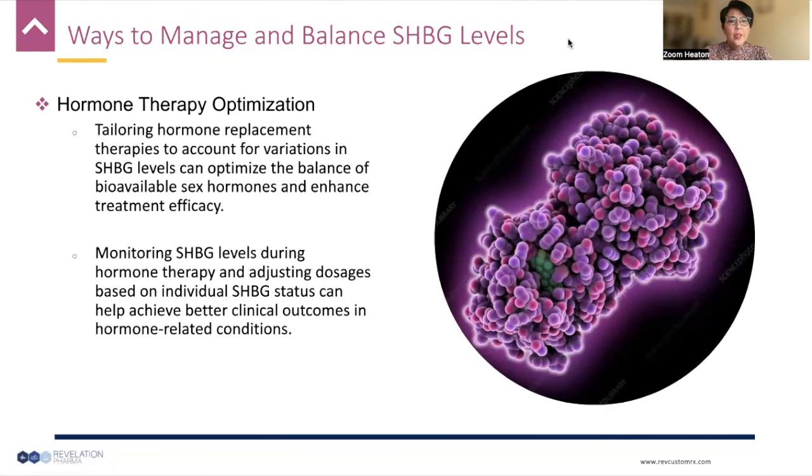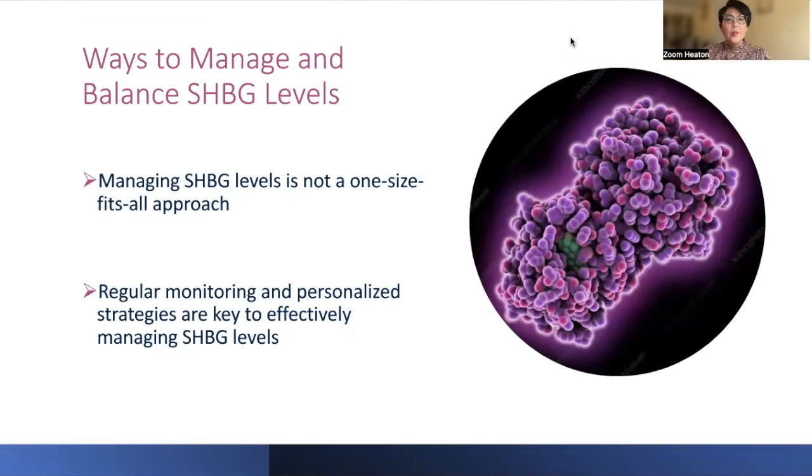Hormone therapy optimization. So tailoring hormone replacement therapies to account for variations in SHBG levels can optimize the balance of bioavailable sex hormones and enhance treatment efficacy. And monitoring SHBG levels during hormone therapy and adjusting dosages based on individual SHBG status can help achieve better clinical outcomes in hormone-related conditions.